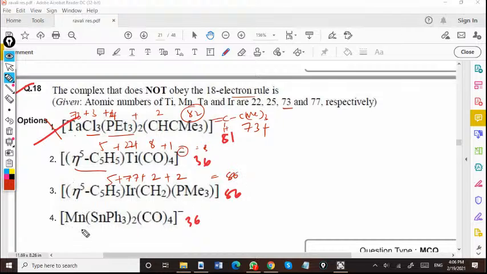Next, manganese is 25, and this neutral group is very similar to a methyl group, so it is 2 electrons, and 4 carbonyls each with 2 electrons is 8, and 1 minus. So 25 plus 1 is 26, plus 10, it is 36. So all are obeying the 18 electron rule except one. So this is why.